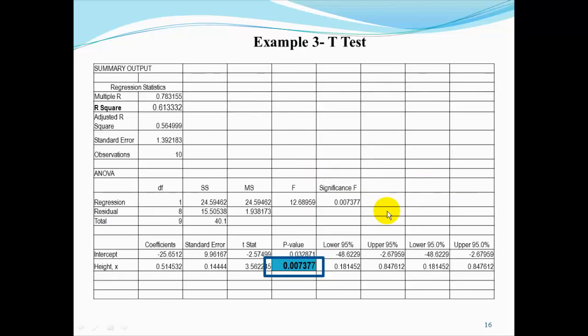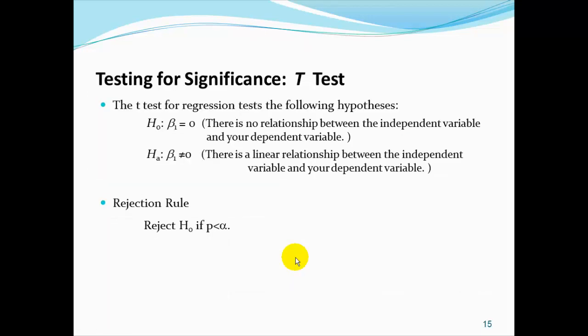A p-value of 0.007 is indeed less than an alpha value of 0.05. Therefore, for this case, we can reject H0. Recall from our hypothesis testing chapter, rejecting H0 means that we have found significant evidence to prove that there is indeed a linear relationship between our independent and our dependent variable.